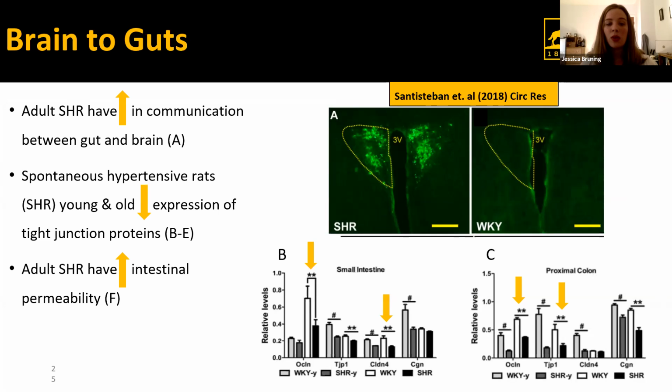We also see in B and C a decrease in tight junction proteins in spontaneously hypertensive animals in comparison to their normotensive counterparts. So hypertension has an increase in intestinal permeability, allowing for toxins, bacteria, even short-chain fatty acids to enter circulation more freely. Next.